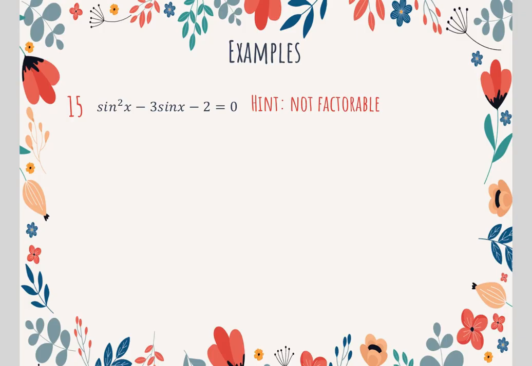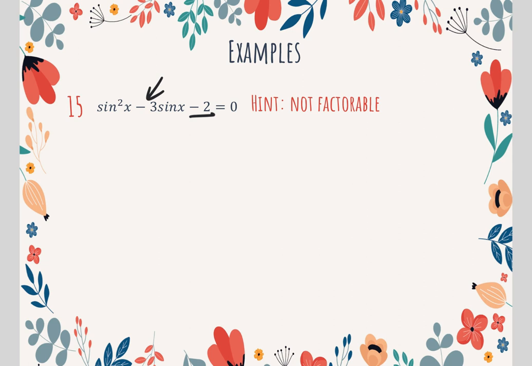There's one like this. So this looks like the other ones, right? Because it looks like I should be able to factor it. But are there factors of -2 that sum to -3? No. So when we can't factor, we do the quadratic formula.